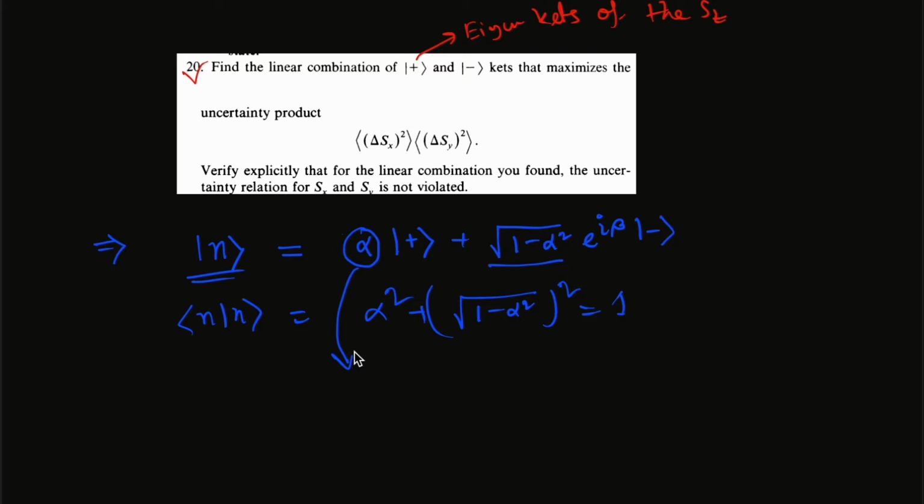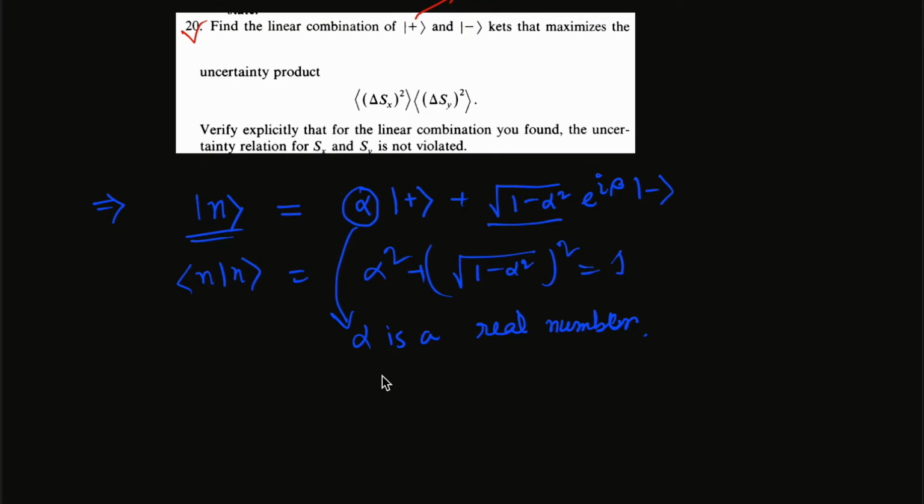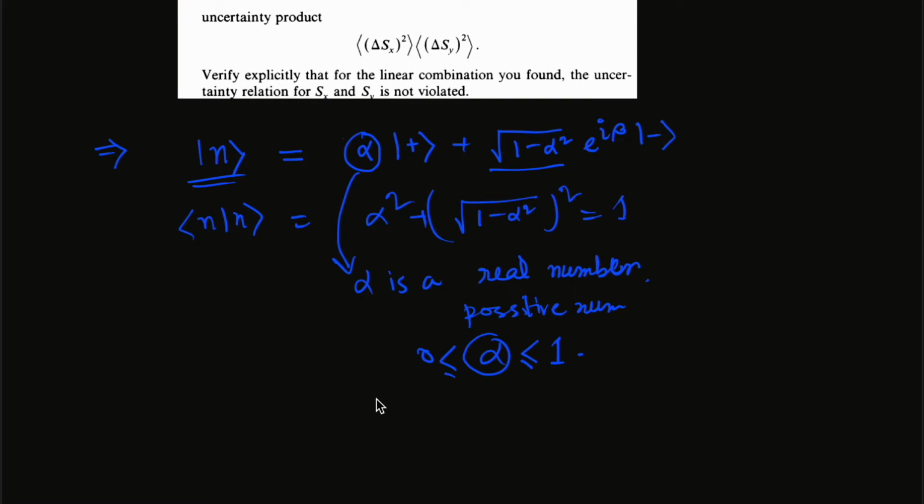And here we assume that alpha is a real number. It is not an imaginary number, it is a real positive number. We have explicitly assumed that alpha is real and its value is less than or equal to 1, so alpha remains between 0 and 1. Now let us operate.